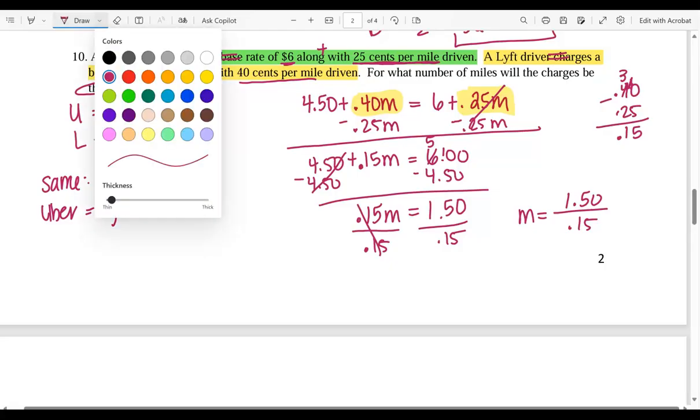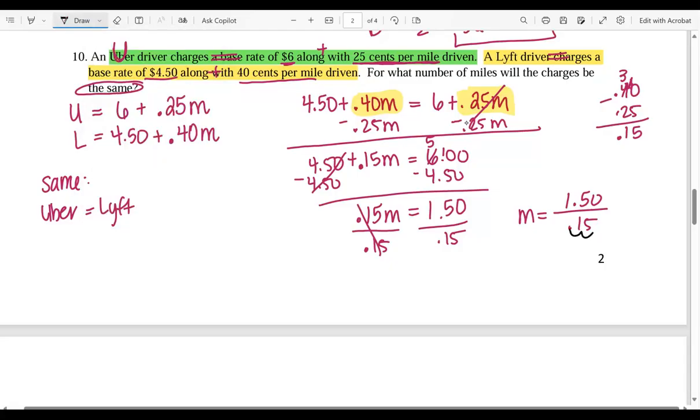When dividing decimals, I don't want to keep them. So if I move this one 2 spots to the right to make it 15, I also move this one 2 spots to the right to make it 150. Then I can divide. 150 divided by 15 is 10 miles.